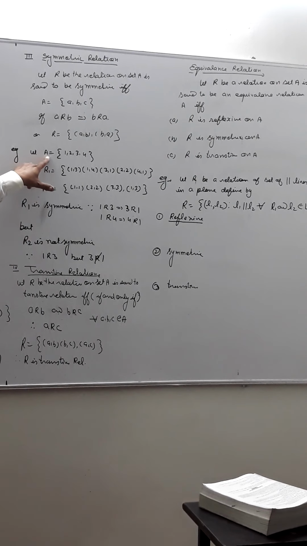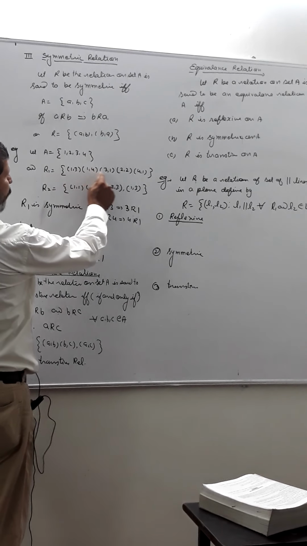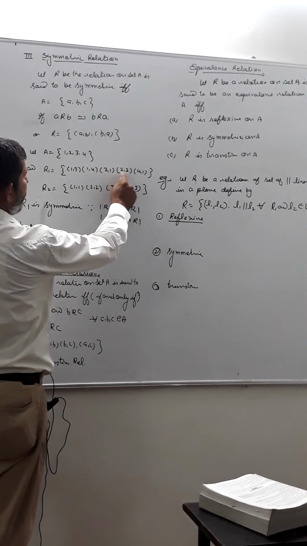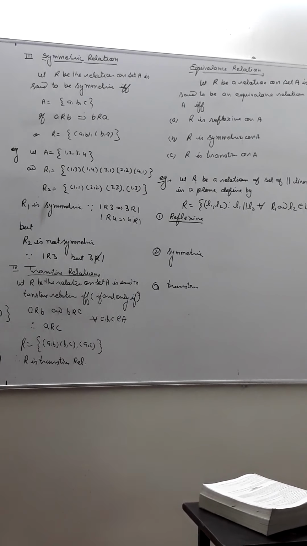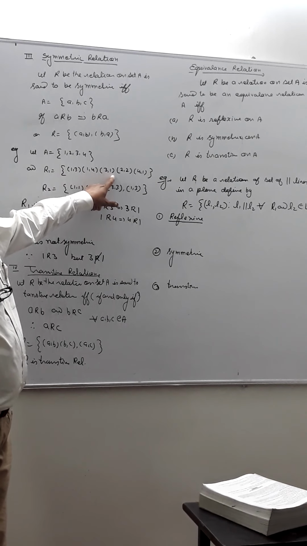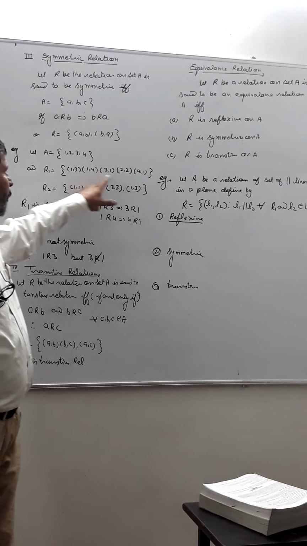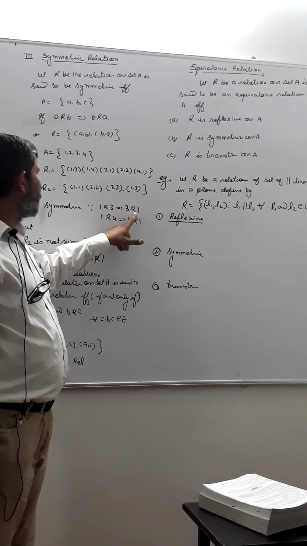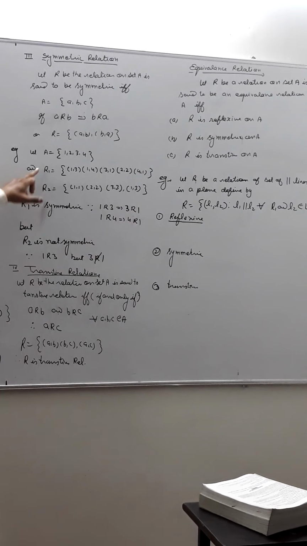For example, a set whose elements are 1, 2, 3, 4, and R1 is the relation given by (1, 3), (3, 1), (1, 4), (4, 1), (2, 2). Now you check in R1. 1 is related to 3, therefore 3 is also related to 1. 1 is related to 4, therefore 4 is also related to 1. Therefore R1 is a symmetric relation.